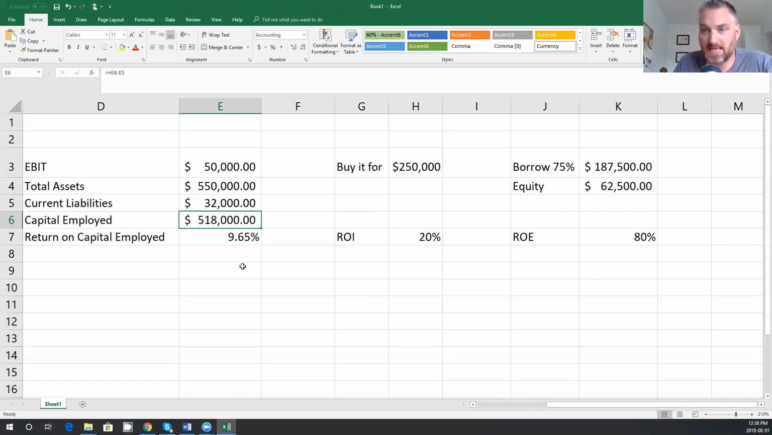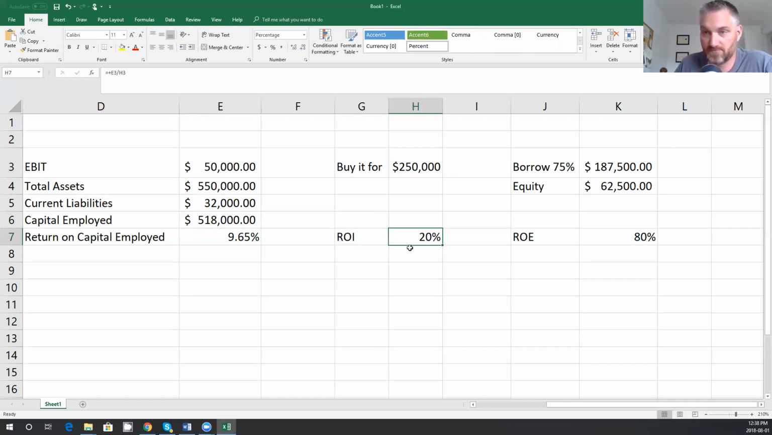So let's say, though, that we're going to buy this business, and let's say that we bought it for $250,000. It doesn't matter where our money comes from. We're making an investment, even if part of our money is borrowed. We're making an investment of $250,000, and we're going to get that cash flow, and I'll just use the same number for simplicity. We're going to earn $50,000 a year from our $250,000 investment. So that's a return on investment of 20%.